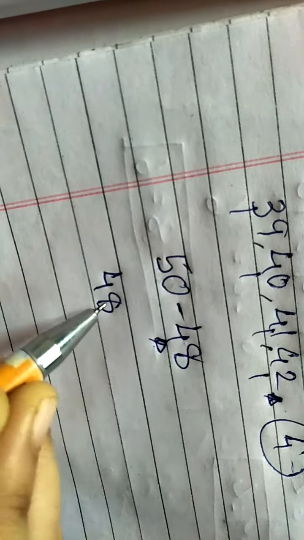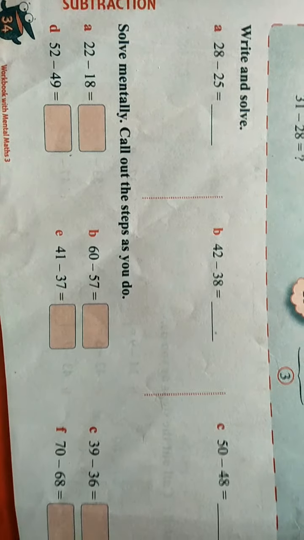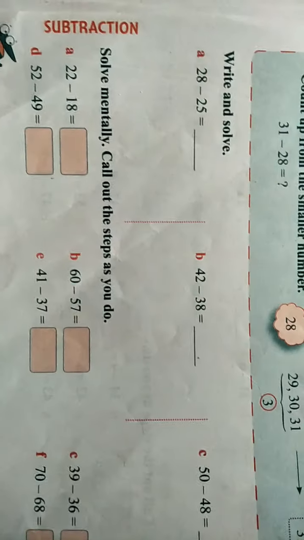Understood? So this is all about it. Okay, students, you have to solve this A to F in your notebook so that your concept will be more clear. So mental maths 3 is completed here, students.